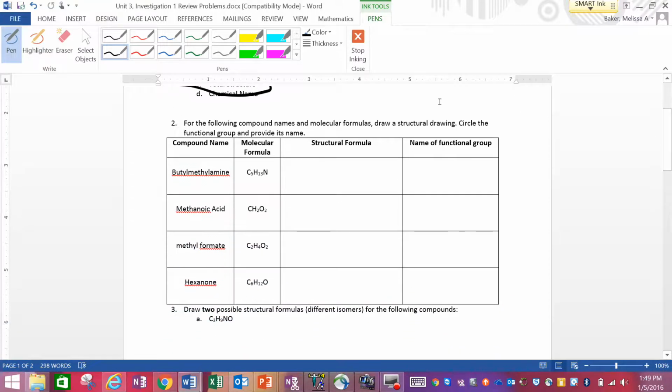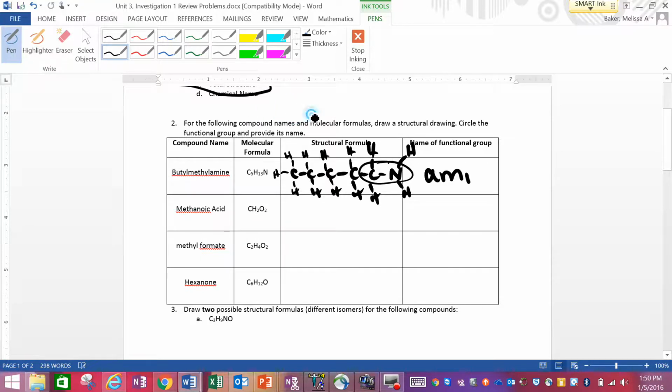All right, number two. You're supposed to draw these and name the functional group that's there. So let's check out the first one. C5, so I'm going to do 5 carbons. There's 1 nitrogen. I'm just going to put that on the end here. And then all of these will be hydrogens. 1, 2, 3, 4, 5, 6, 7, 8, 9, 10, 11, 12, 13. Double check, make sure you haven't violated any rules. And we've got carbon bonded to a nitrogen, so that is an amine.